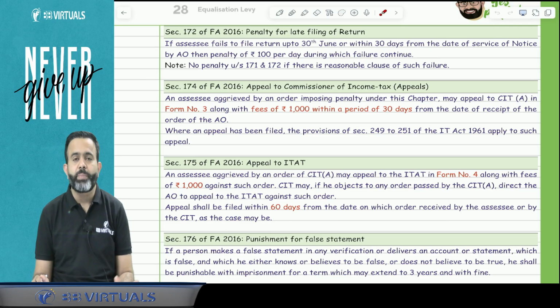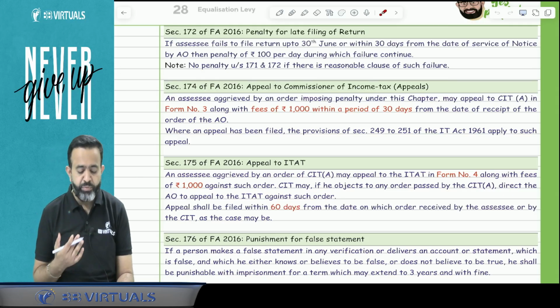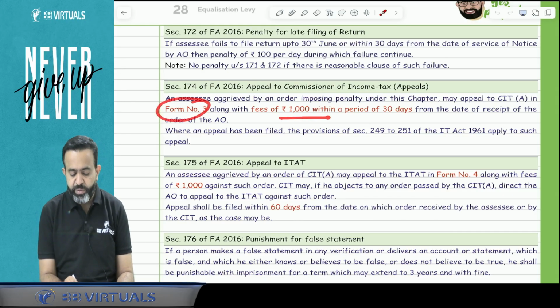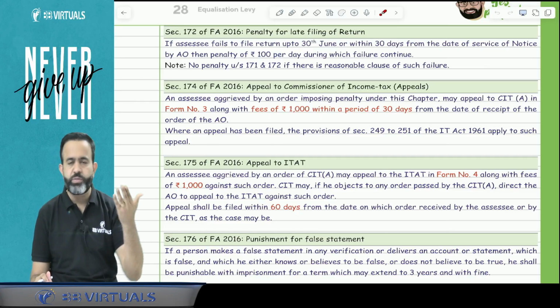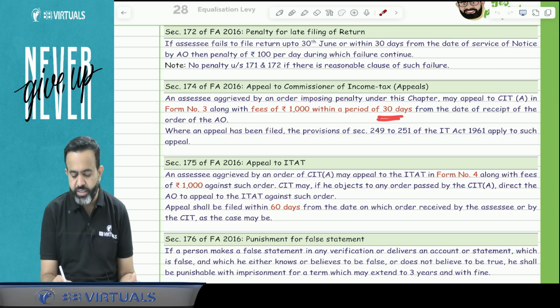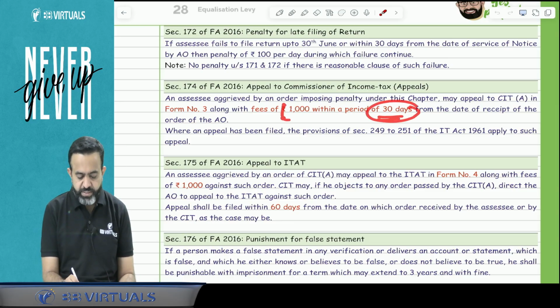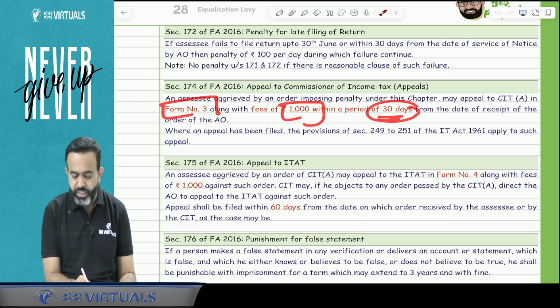Now suppose a penalty order is passed by the income tax authority, and if you are not satisfied with the penalty order, then you can file an appeal to the CIT appeal. The CIT appeal can be filed in Form number 3, and there will be a fee of 1000 rupees, and you can file within 30 days from the date of the order of the assessing officer. So the assessing officer passed the penalty order. When you receive the penalty order, within 30 days you can file the appeal to the CIT appeal. The filing fee is 1000 rupees and the form is Form number 3.